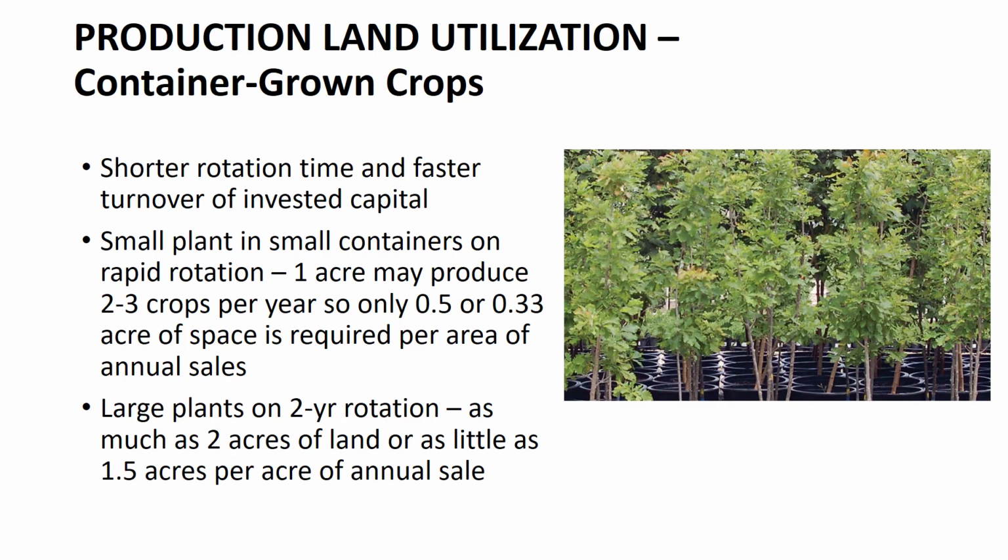If the market objective is to produce small plants in small containers on a rapid rotation, 1 acre of land may produce 2 to 3 crops per year, so that only 0.5 or 0.33 acres of space is required per acre of annual sales. However, for large plants on a 2-year rotation, it may take as much as 2 acres of land or as little as 1.5 acres per acre of annual sale.